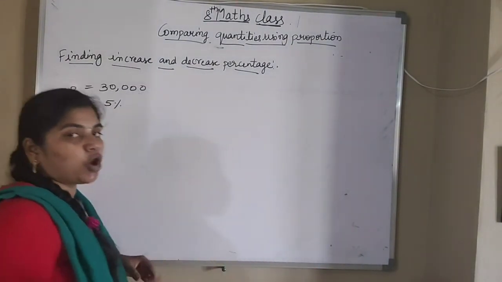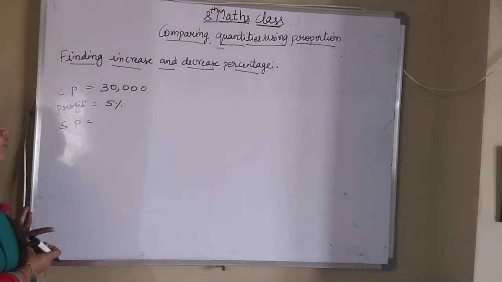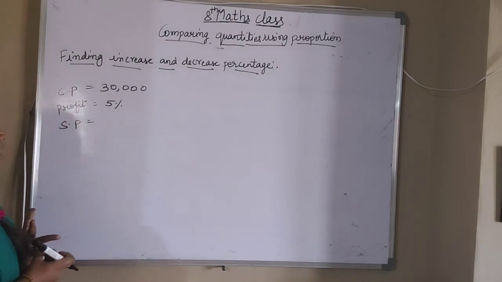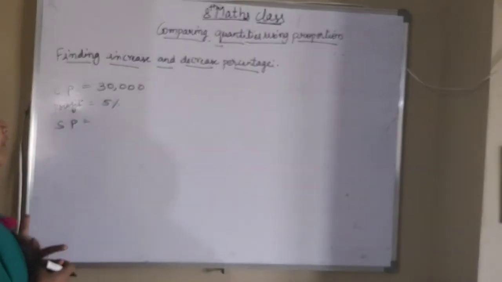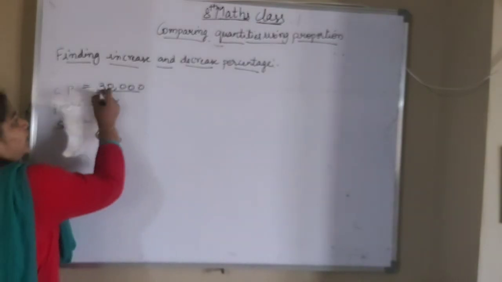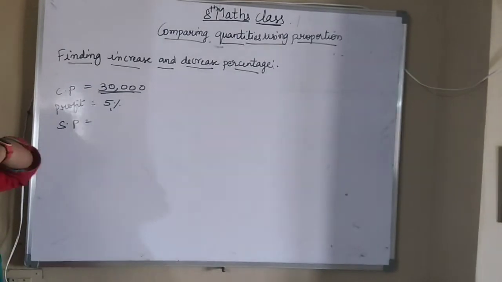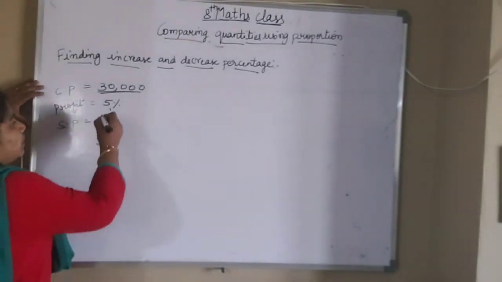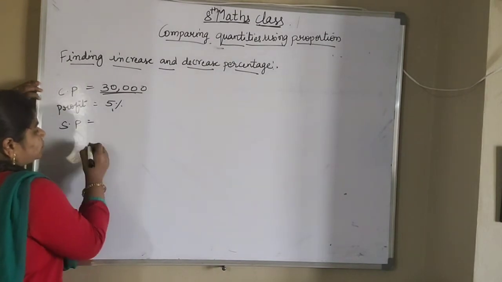So what is that profit value and how to find that profit value, we will see. Already I told you that 5% is nothing but 5 divided by 100. So we have to multiply this with 5% now. So what is 5% of 30,000, we have to find. So what is the 5% here? 5% of 30,000.